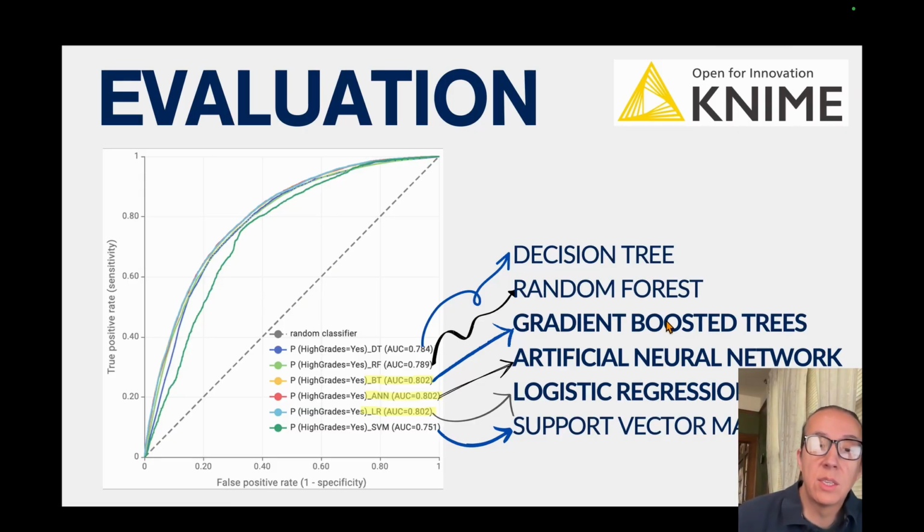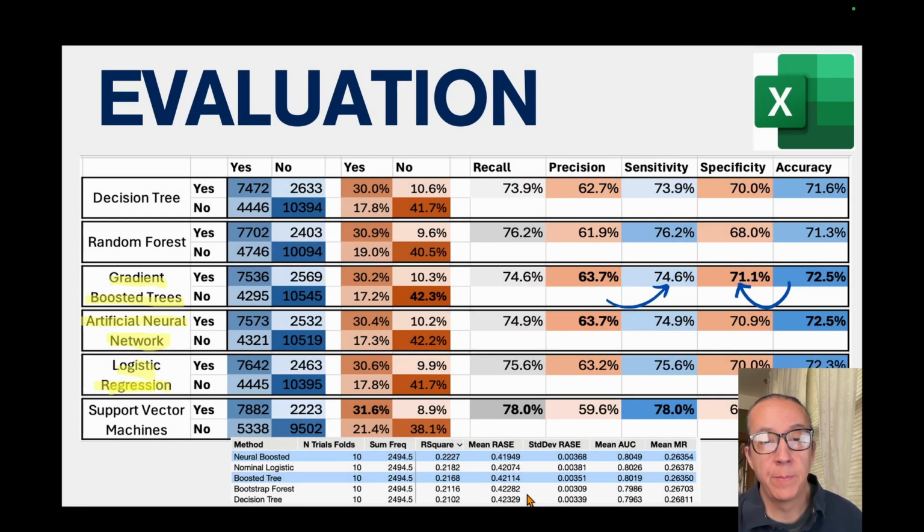So the results came out to the top 3 were a tie. Boosted trees, artificial neural networks, and logistic regression came up to 0.802. I'm glad that it was above 0.8 because that's a good level to get to when you're looking at the ROC curve, which is the area under the curve whenever you graph the sensitivity versus the specificity, the true positive rate and the false positive rate.